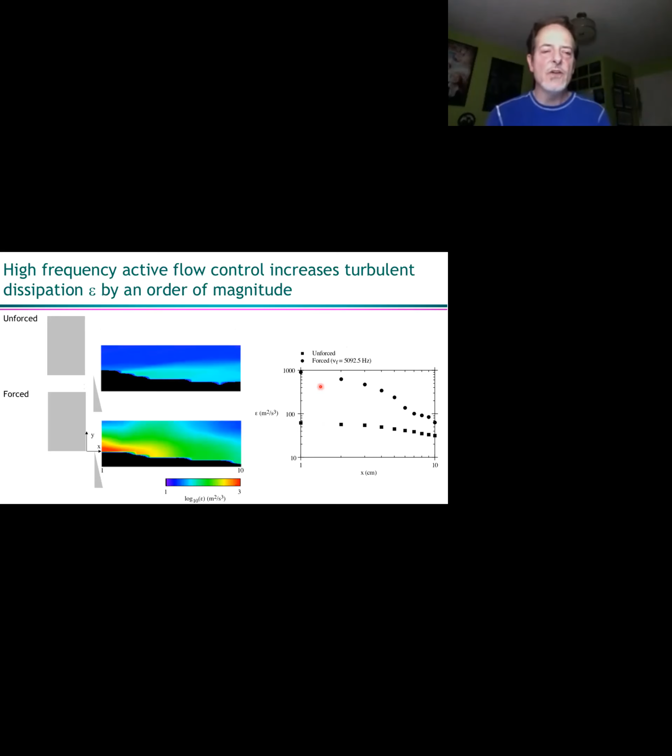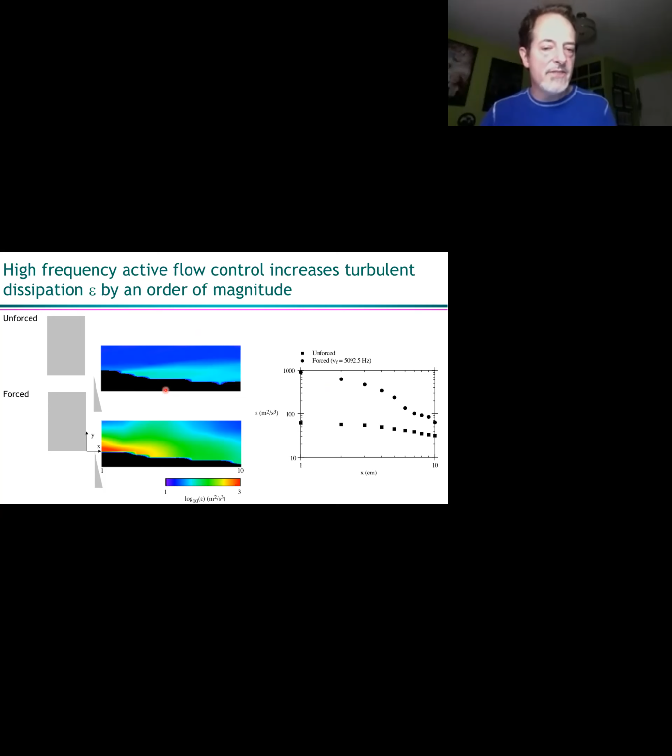There's something called turbulent dissipation, and it's denoted by epsilon. That's basically just the rate at which the turbulent kinetic energy is being turned into heat. Remember, I had that energy cascade. The last step is the smallest vortices turn the turbulent kinetic energy into heat. That's called turbulent dissipation. So I'm plotting that here.